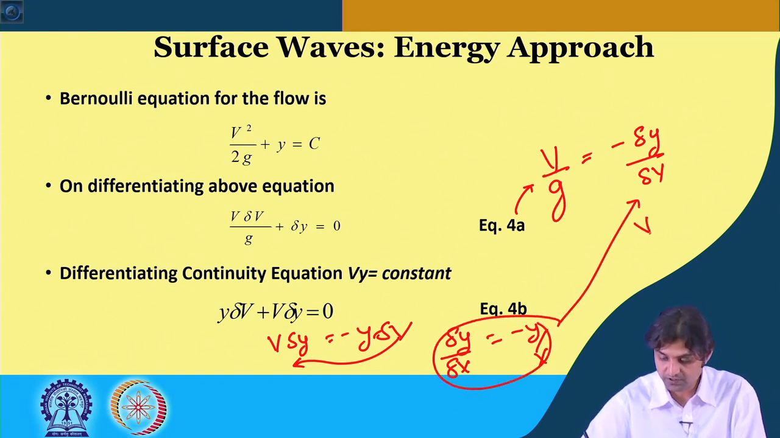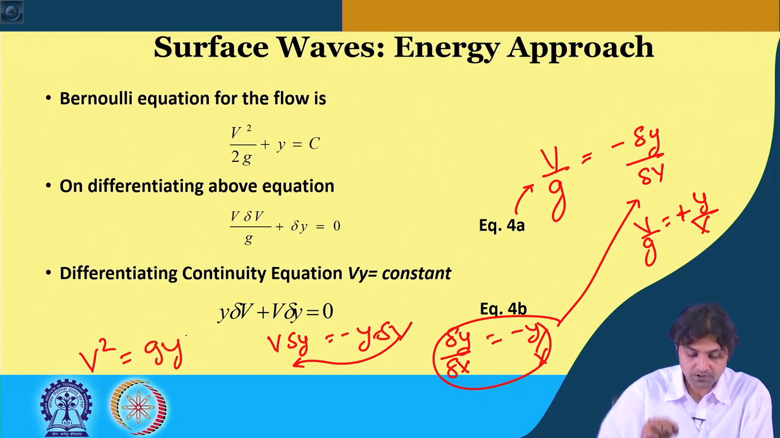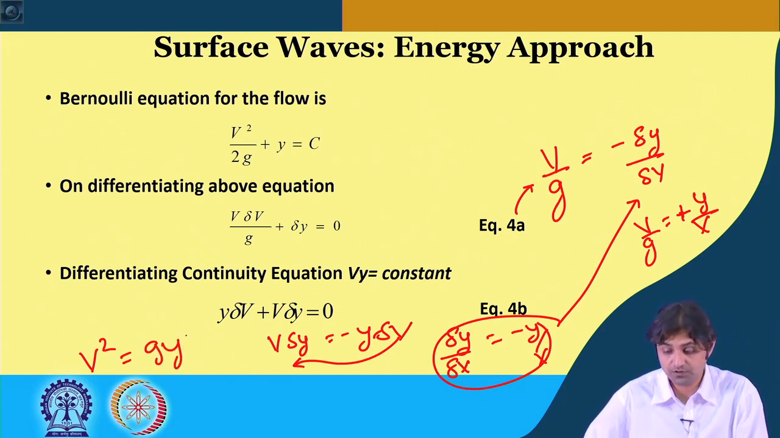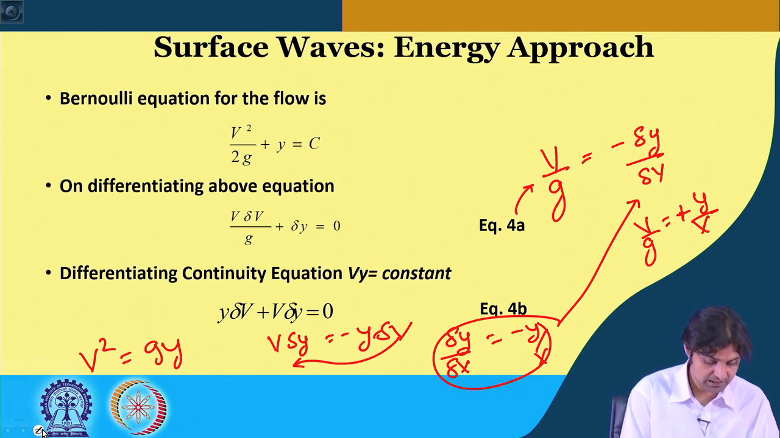So, we are going to get v by g is equal to minus of minus becomes plus. So, this will become y by v, and this will become v square is equal to g y, where v is the speed of the wave. And that is what is written in the next slide.